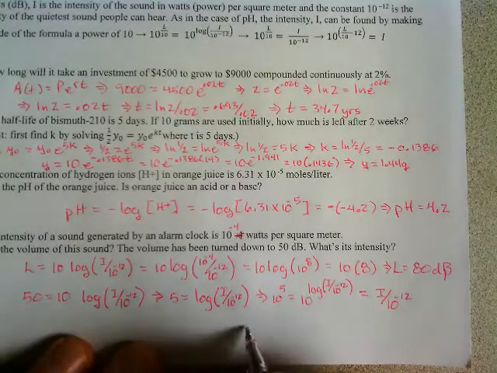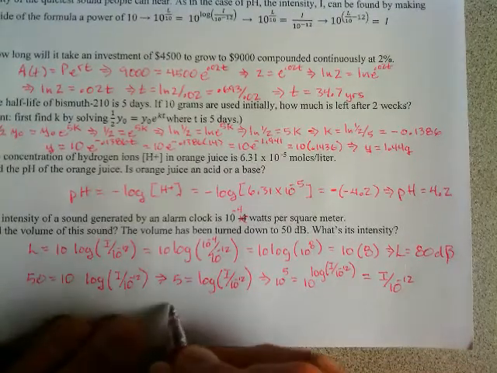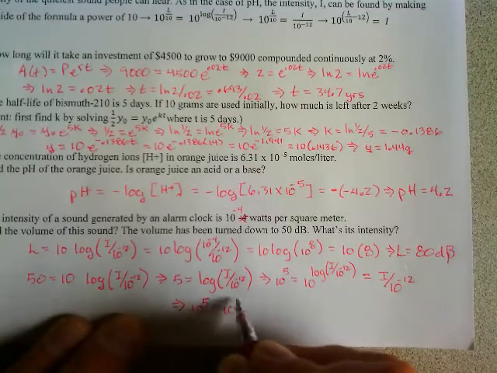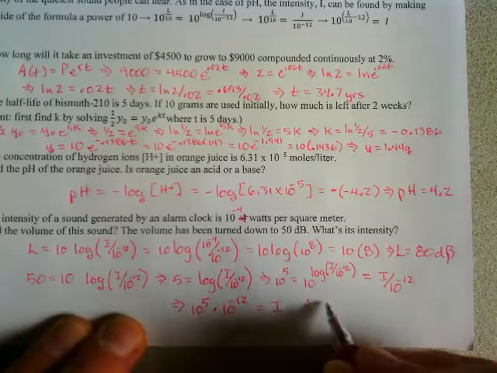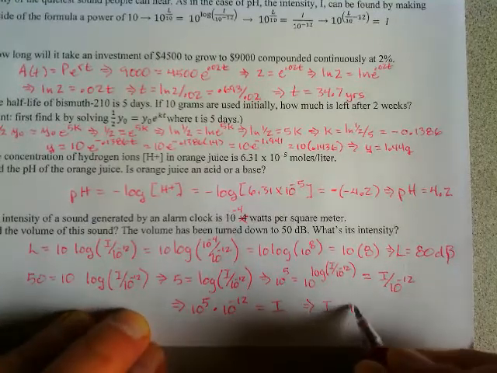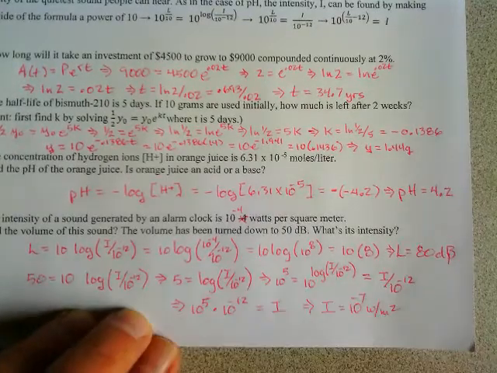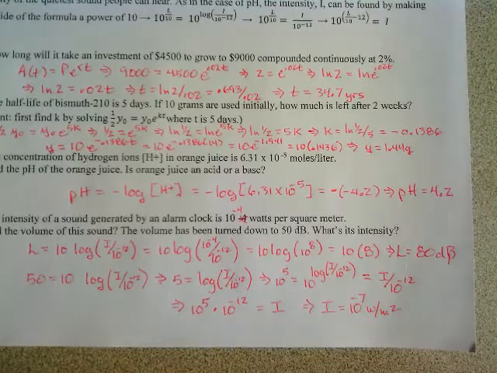And so I'm left with, I'll put it over here, 10 to the 5th times 10 to the -12 will equal I, or I will equal 10 to the -7 watts per meter squared. And so, a few examples of using logs or the e to the x function, exponential function.